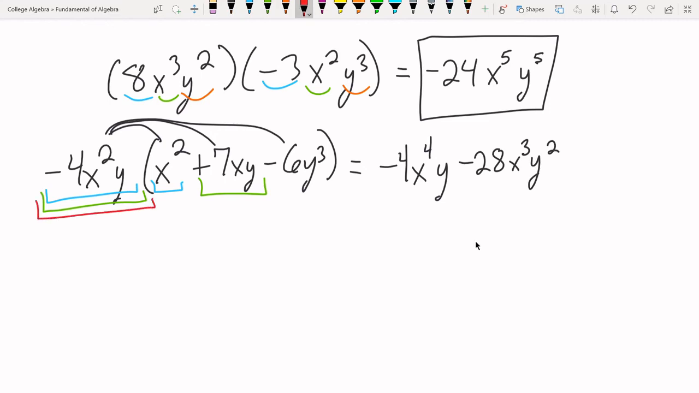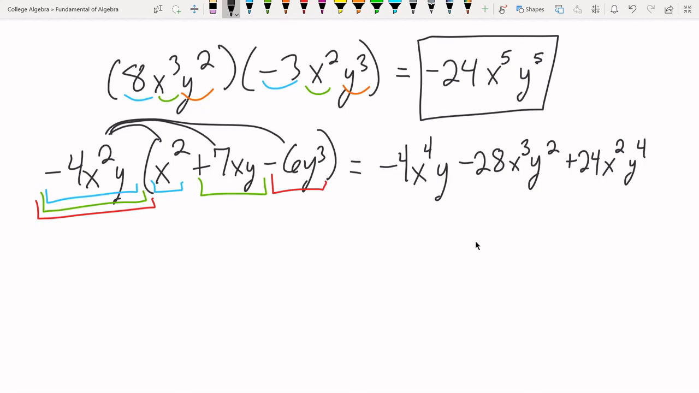All right, lastly, we have negative 4x squared y times negative 6y cubed. Negative 4 times negative 6 is positive 24. X squared is not multiplying anything, so that's just x squared. And y times y cubed is y to the 4th.